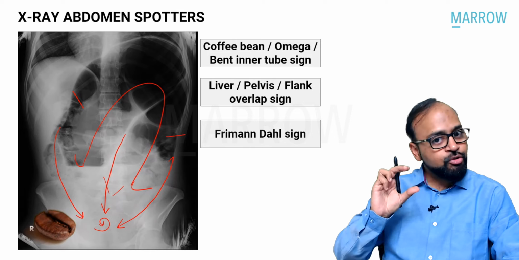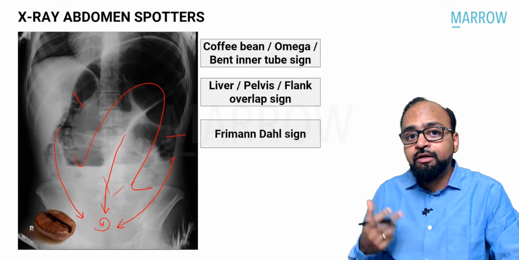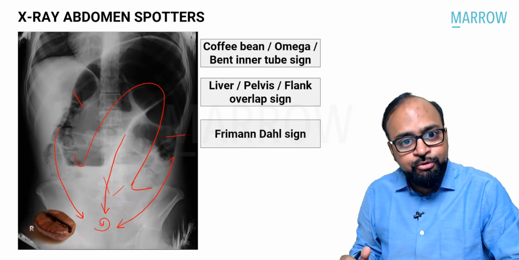Volvulus means what? It is a twisting of a loop, isn't it? Which other part of the bowel can get twisted? Can you tell me?